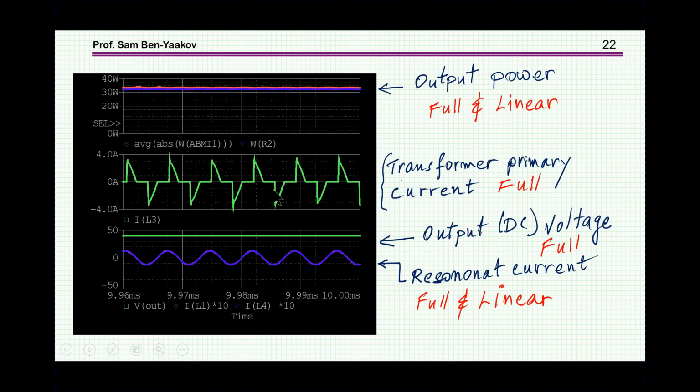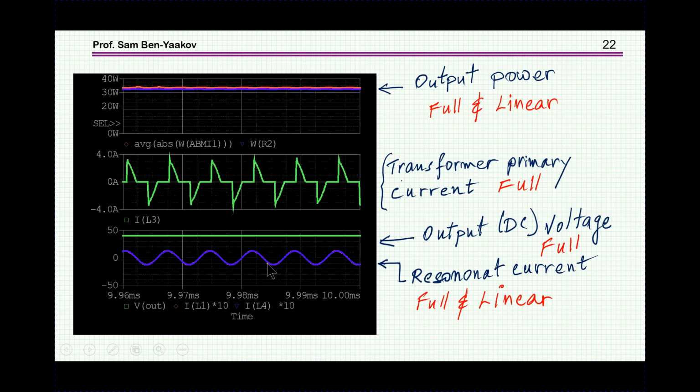Then I'm showing here the output current, or the transformer current to be more precise, and we see here this waveform that I've shown before. This is the instant that the current is flowing where clamping is taking place. So this is this waveform here, and this is of course for the full simulation of the actual nonlinear circuit. Then we have the output voltage. This is for the full simulation, DC.